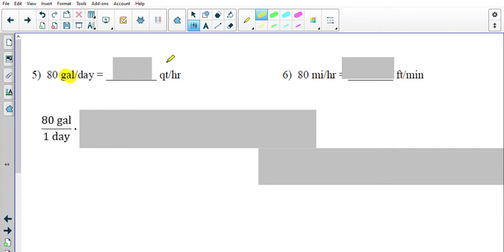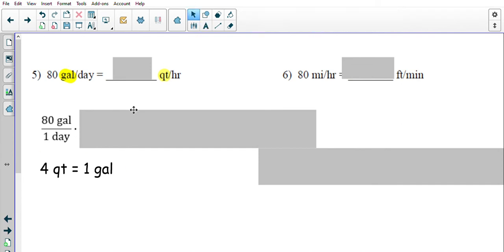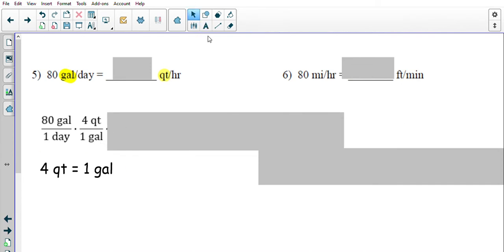We are trying to convert gallons into quarts, so we need to recognize that there are 4 quarts in 1 gallon. Since I have gallons on the top here, I want my 1 gallon on the bottom here. So 4 quarts will go on top. That will allow me to get rid of our gallons and leave me with quarts, which is exactly what I want. And we're also going to be converting days to hours.